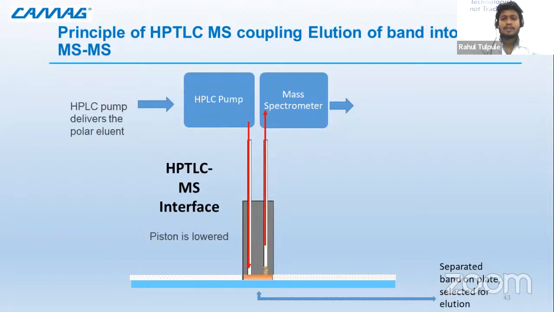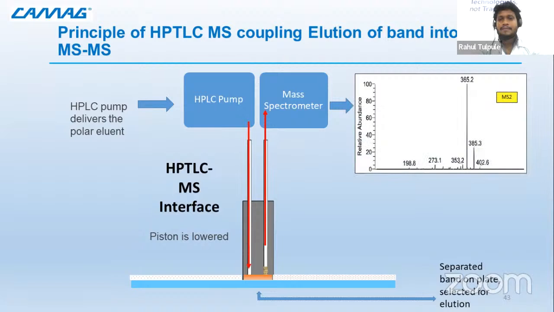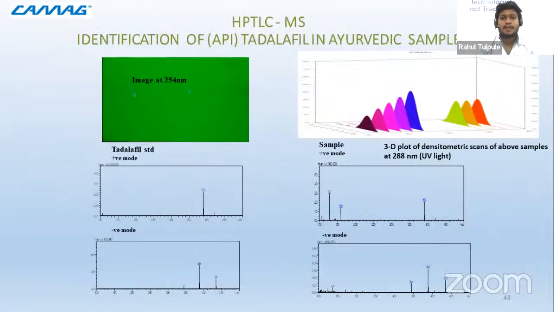As you are able to see, the MS interface head has locked onto the band, and now, through the HPLC pump, all the analyte of interest will be dissolved in the solvent which is present in the pump, and it will move to the MS spectrometer. While moving, there is a frit present on the outlet, which only allows the solvent to pass through to the MS and not the silica, and there you get the complete MS data for the same.